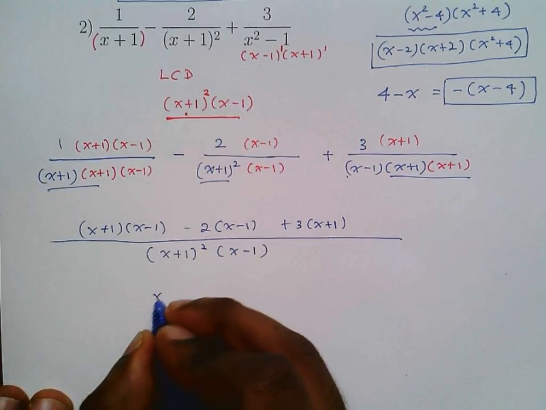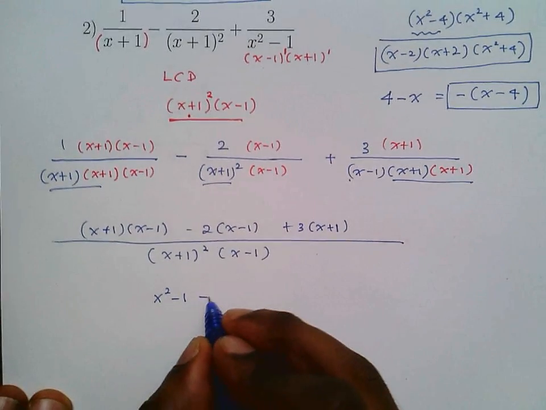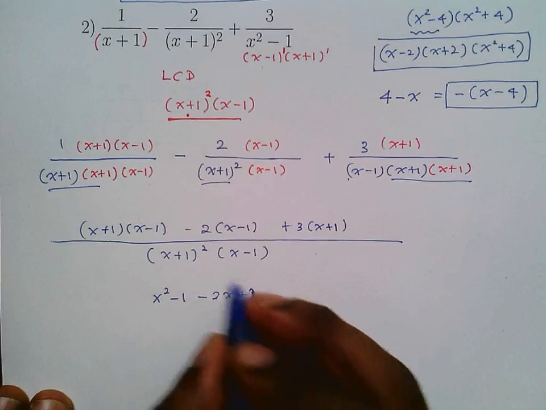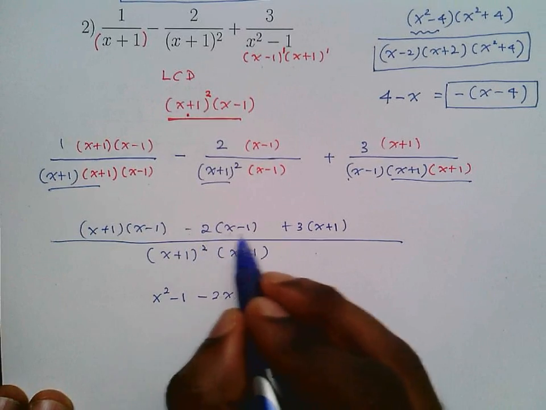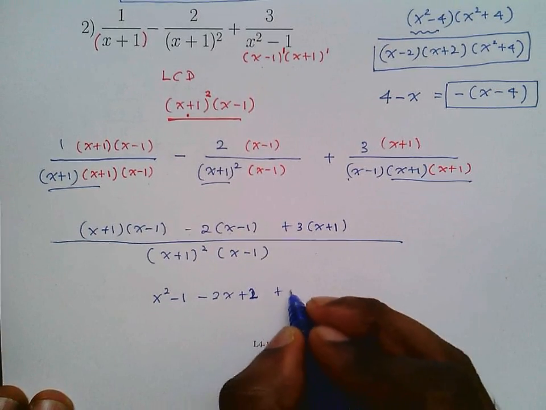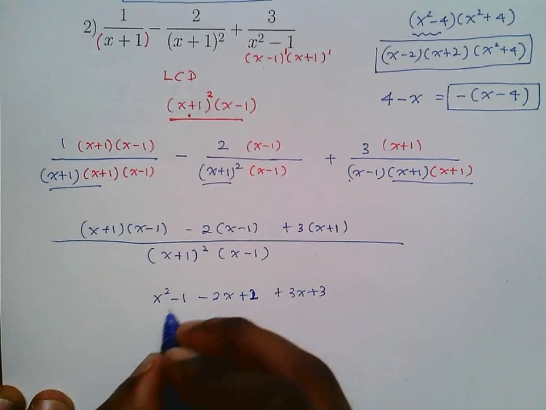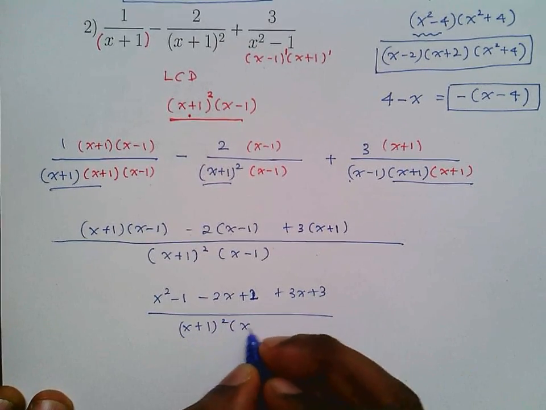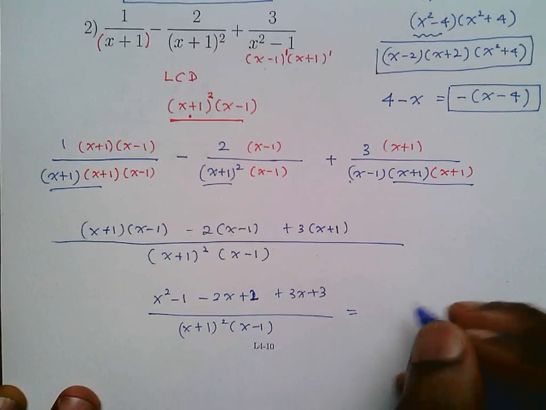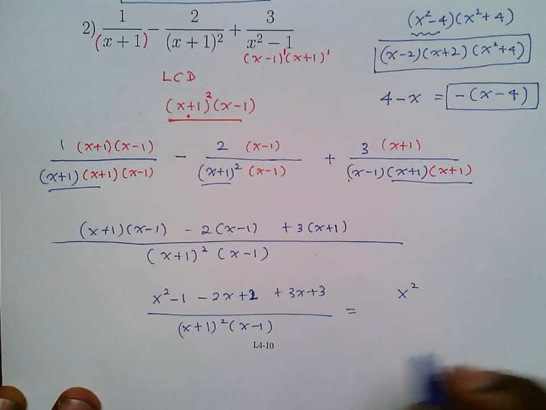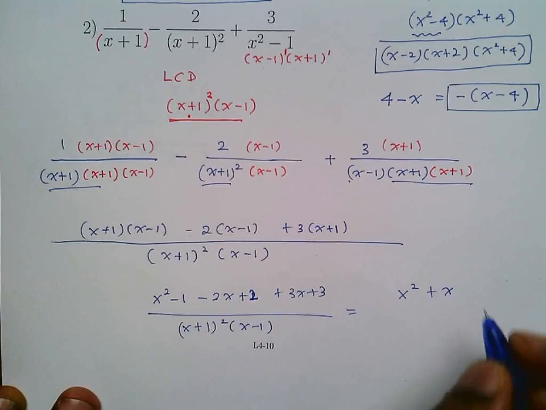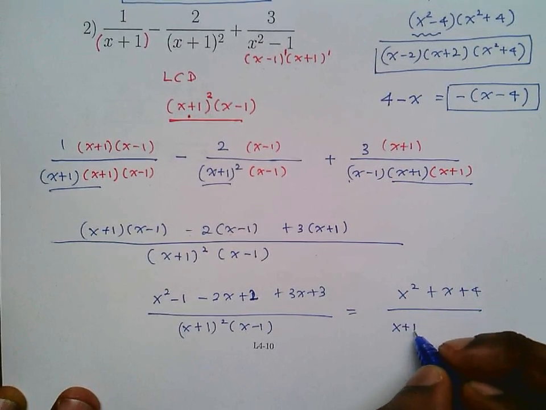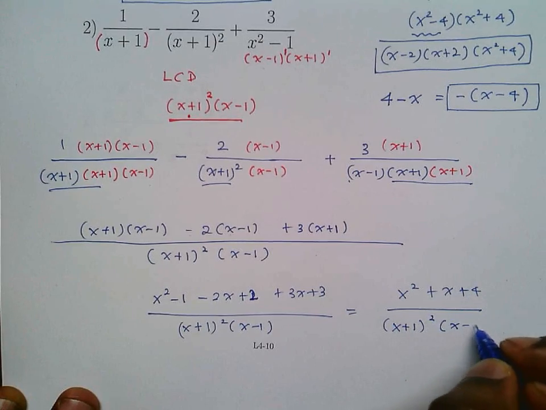FOIL this, or you can use the special formulas, minus 2x plus 1 plus 2. Minus 2x, minus 2 times minus 1 is plus 2, plus 3x plus 3. And that ends up being x squared plus x plus 4 over x plus 1 squared, x minus 1.